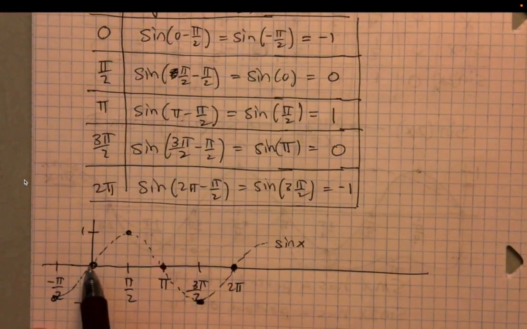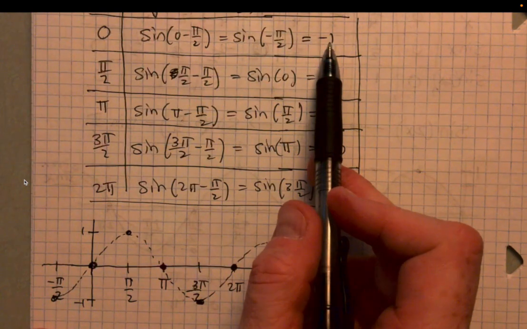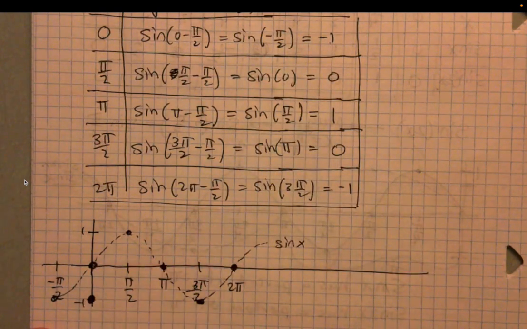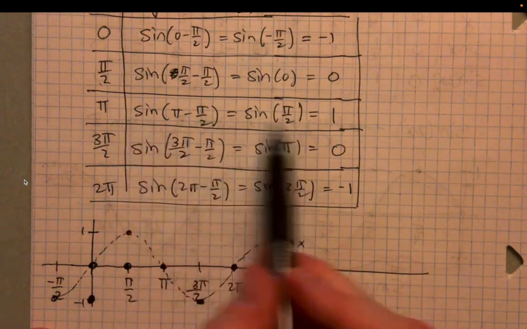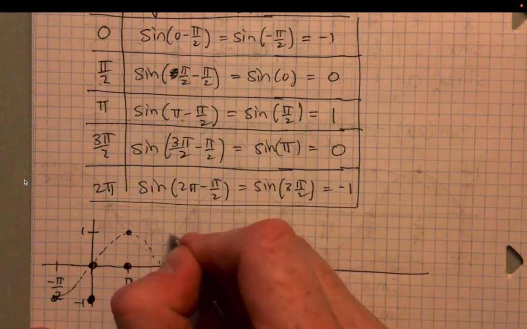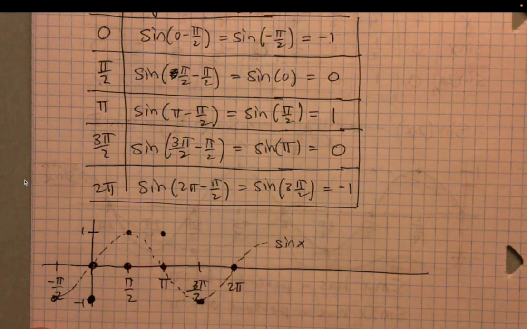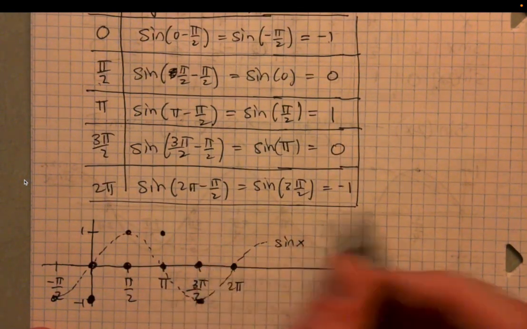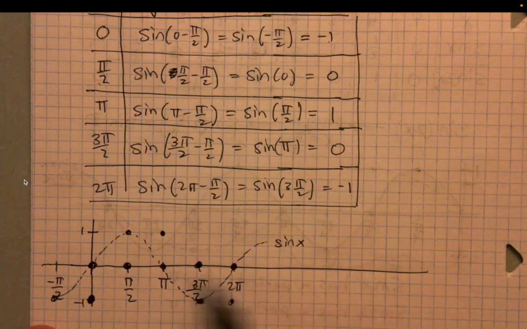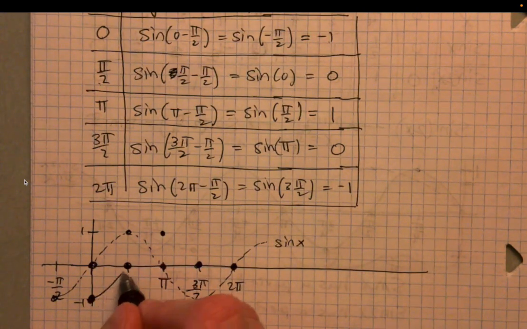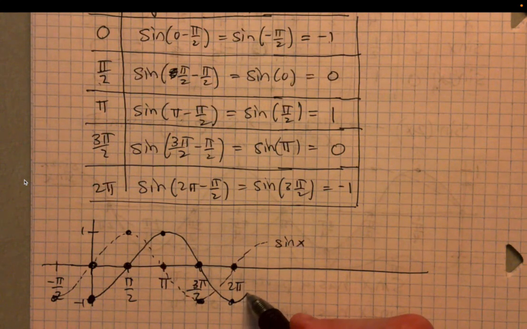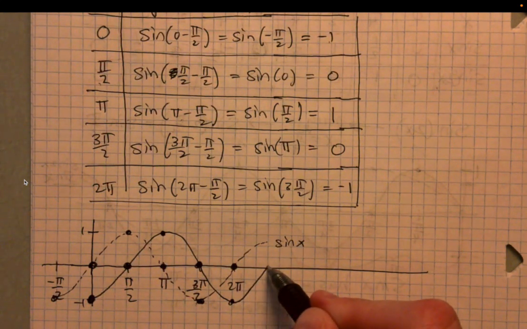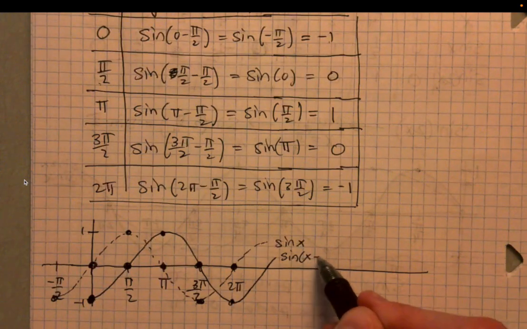So at 0, this is equal to -1. Then at pi over 2, it's equal to 0. And then at pi, it's equal to 1. And then at 3 pi over 2, it's equal to 0, and then it's equal to -1 at 2 pi. So it starts out low like this and kind of comes up and then goes down, and then you can imagine it's going to come back up. And this is the sine of x minus pi over 2.